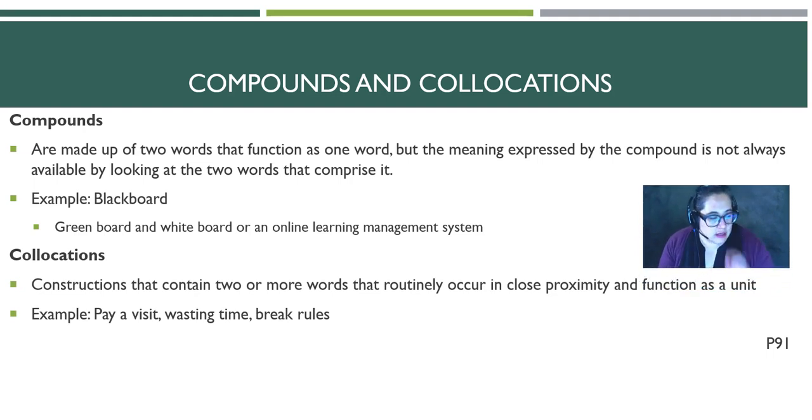And collocations are constructions that contain two or more words that routinely occur in close proximity and function as a unit. These are the examples that your book gave: to pay a visit, wasting time, breaking rules. Do you pay a visit in ASL? Do you waste time in ASL? How do you break rules in ASL? Those are important questions.